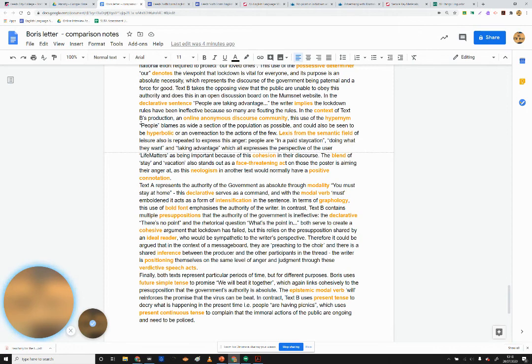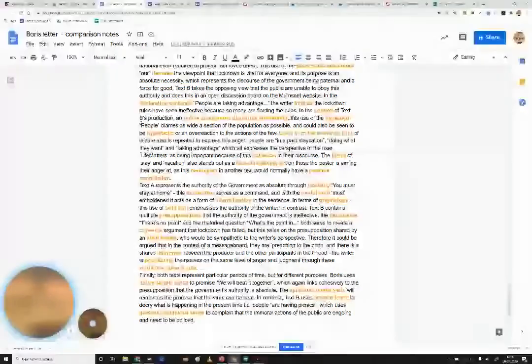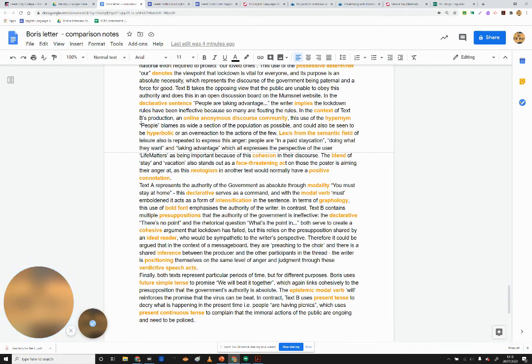In contrast, Text B contains multiple presuppositions that the authority of the government is ineffective. The declarative, "there's no point," and the rhetorical question, "what's the point," both serve to create a cohesive argument that lockdown has failed, but this relies on the presupposition shared by an ideal reader, who would be sympathetic to the writer's perspective. Therefore, it could be argued that in the context of a message board, they are preaching to the choir. There is a shared inference between the producer and the other participants in the thread. The writer is positioning themselves on the same level of anger and judgment through these vindictive speech acts. So they're saying they're on the same level as everybody else.